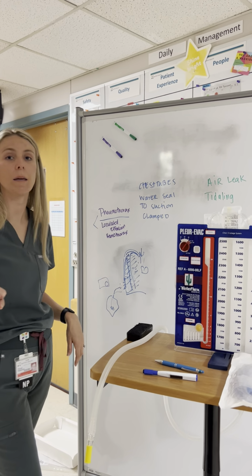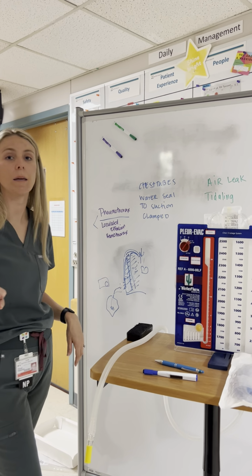The difference in air leak and tidaling, those are the two things that you're gonna see in the actual chest tube. We said the air leak was whenever you have bubbles, and that is an abnormal finding. However, it's something that you would expect to see after putting a chest tube in when they have a pneumothorax, okay? Or if they have an unresolved pneumothorax. So you will see the air leak, and that's just bubbling in this chamber.